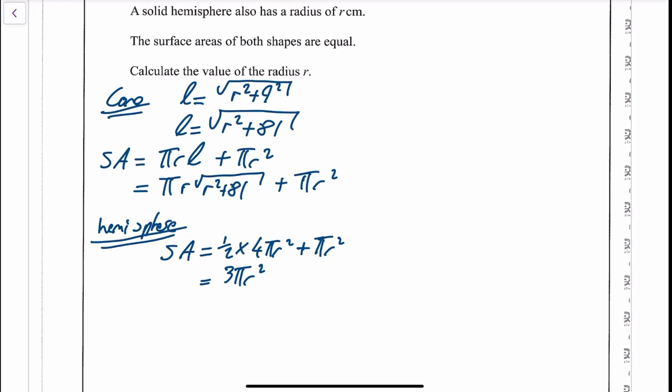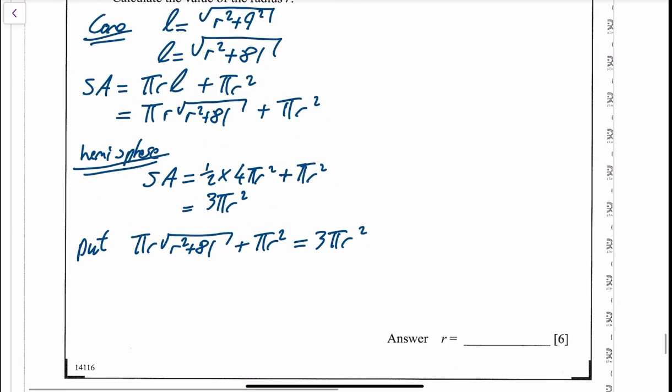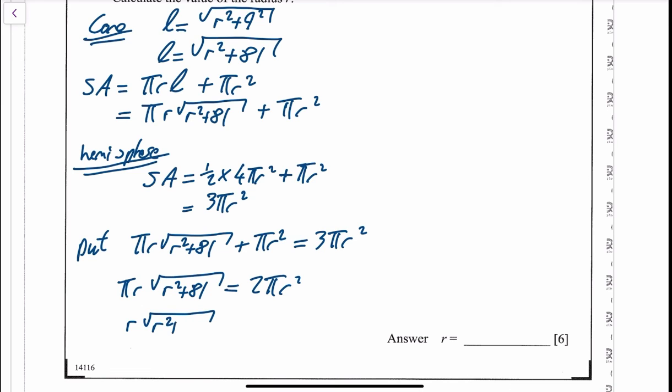Now we're told in this question that these two things are equal. So put pi r times the square root of r squared plus 81 plus pi r squared equal to 3 pi r squared. Now what you can do here is bring the pi r squared across. So you're left with pi r times the square root of r squared plus 81 is equal to just 2 pi r squared. What you could then do is get rid of the pi. So you're just going to r times the square root of r squared plus 81 is equal to 2r squared.